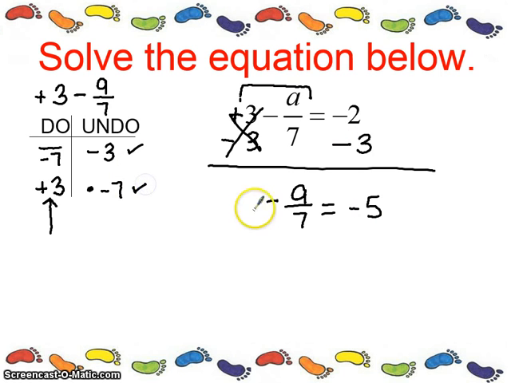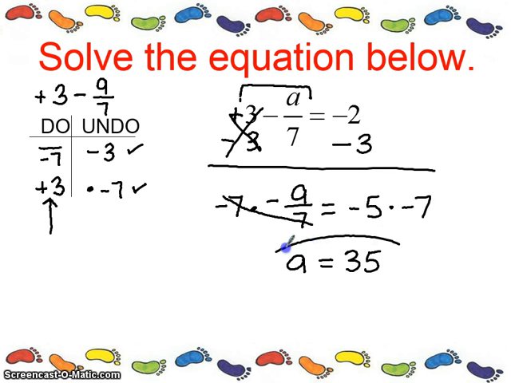Now, our second step is to multiply each side by negative 7. A negative times a negative makes a positive, and 7 divided by 7 is 1, so we get positive 1 times a, which is just a, and negative 5 times negative 7. A negative times a negative is a positive, and 7 times 5 is 35. So a is 35. And you can substitute back in to make sure that makes sense. 35 divided by negative 7 would be negative 5. 3 minus 5 is negative 2.